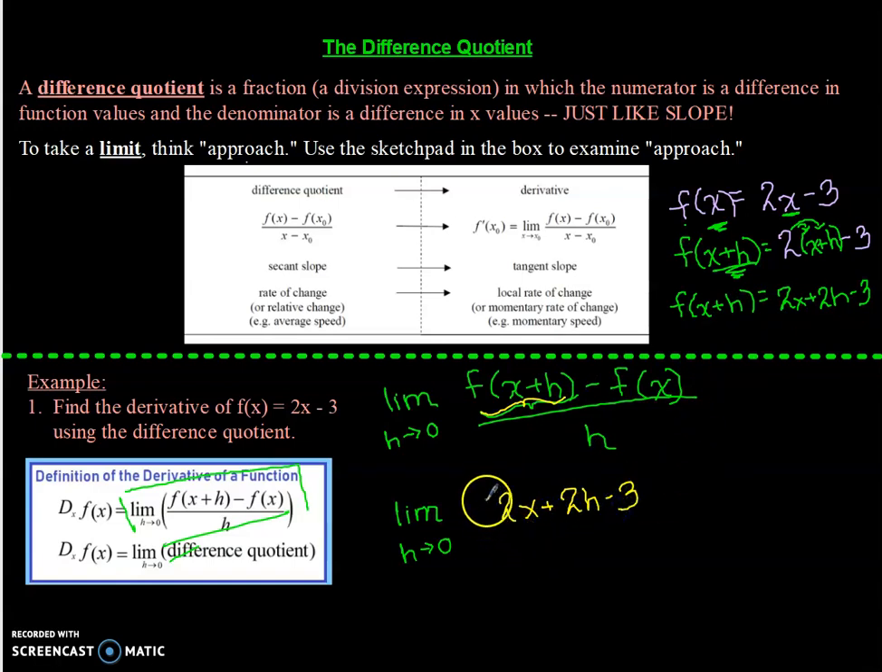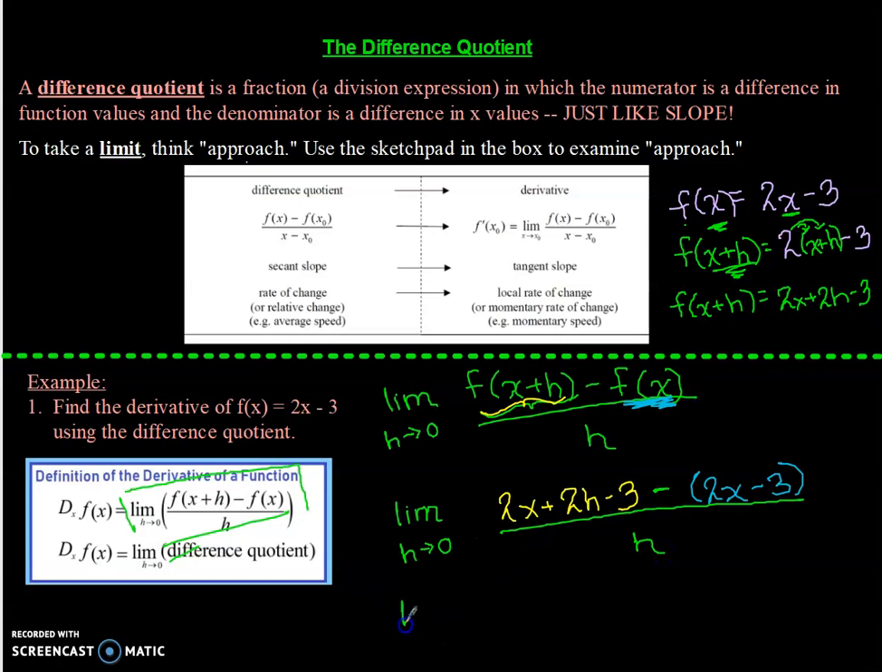Technically, I should substitute it in parentheses, but since there's nothing in front to distribute, I'm going to leave it alone. And I'm going to bring down the minus sign. Now, I am going to substitute f of x. Anytime you substitute a function, it should be in parentheses, or substitute anything for that matter. So f of x is 2x minus 3. Make sure it's in parentheses because there is something to distribute this time. And then it's all over h.